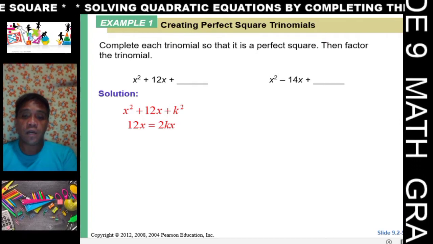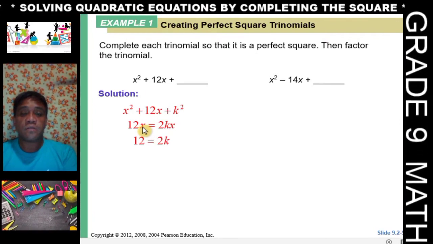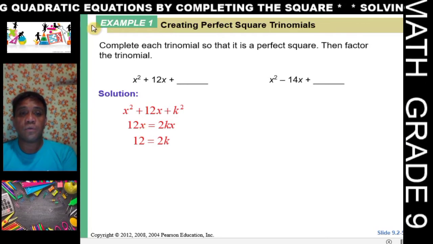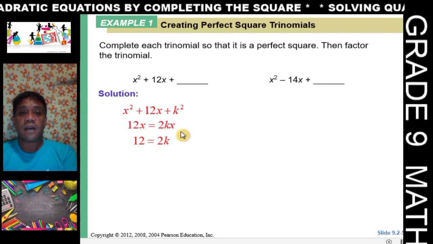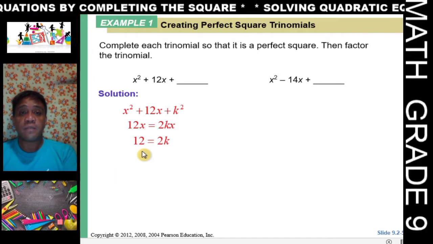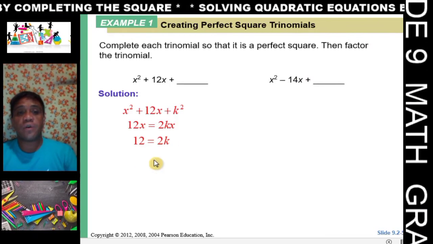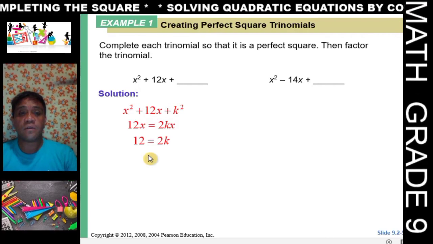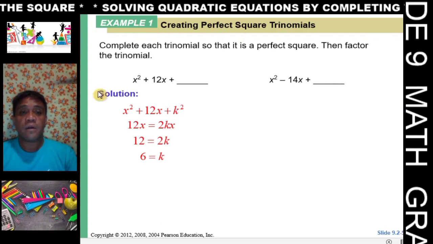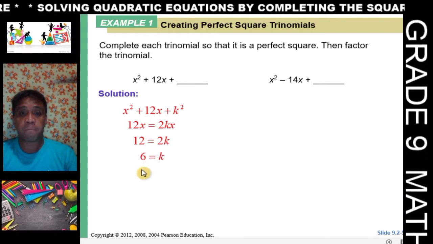Since we have the same variable, we have the identity of that. So we have now 12 is equal to 2k. Then we're going to find the value of k, so divide both sides by 2. We have now k is equal to 6, or 6 is equal to k.